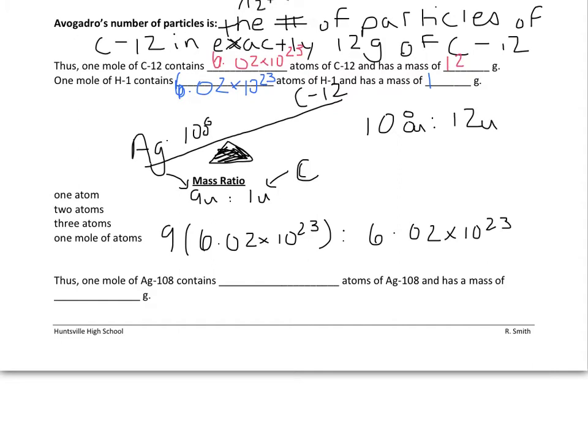So, if you had 1 mole of Ag108, how many atoms do you have of Ag108? 6.02 times 10 to the 23. And then it's the weight. And what is the mass of our sample? 108. Grams. How are we doing so far? We're all right?